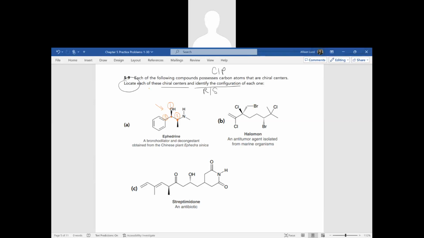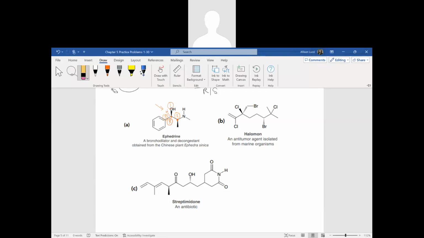So when we look at our numbering here, we know that our lowest priority, if we were to draw it in, would be on a dash. So that would be our hydrogen. That's also not drawn in, but inferred in this picture. So we would then look at this site and determine it to be an R configuration if we went around 1, 2, 3. Right, so I'll remove that arrow so it's easier to see when we do our next center, but this will be R.